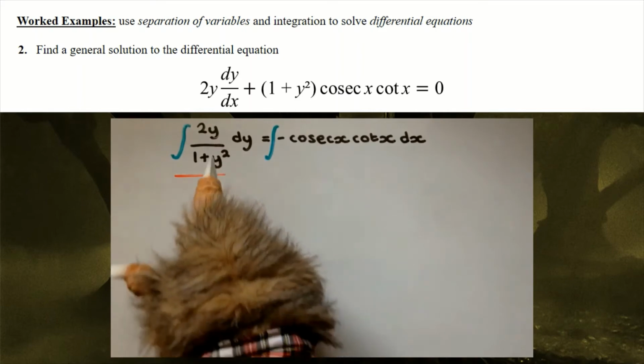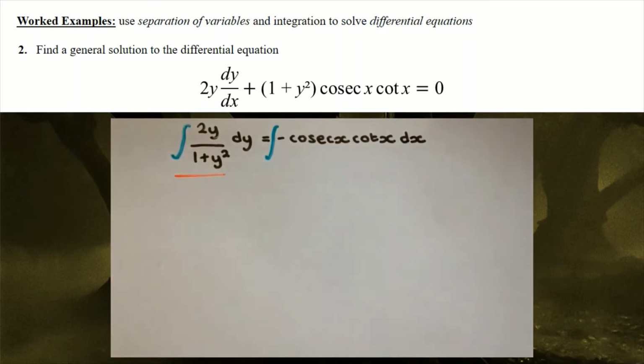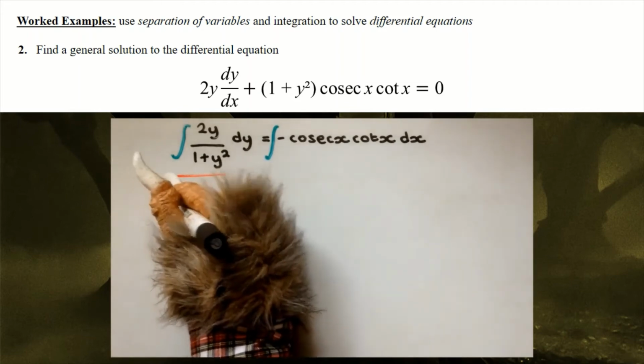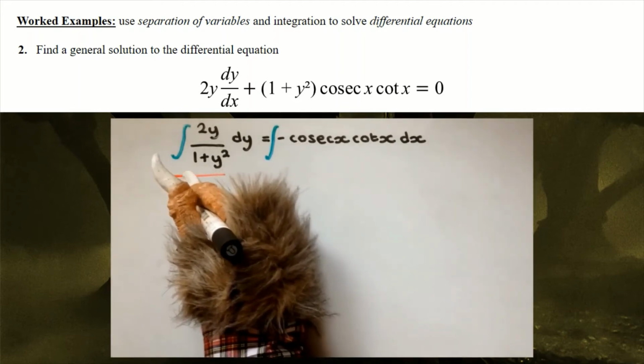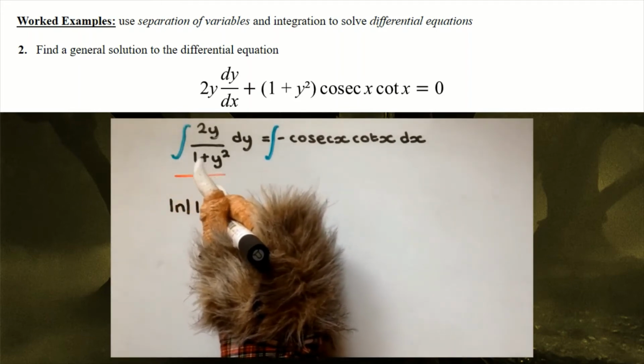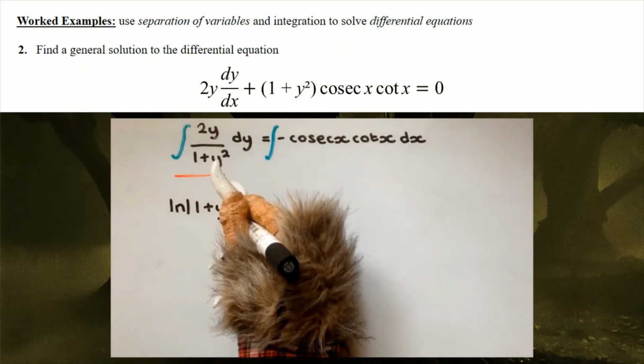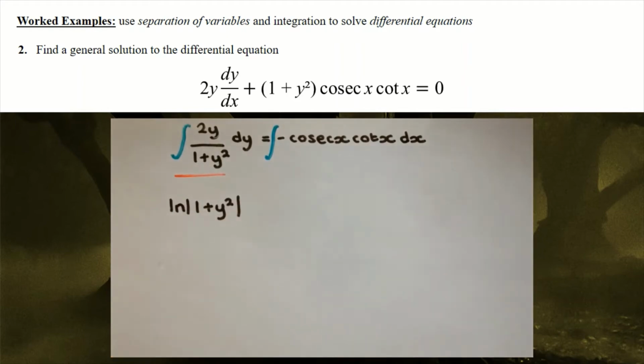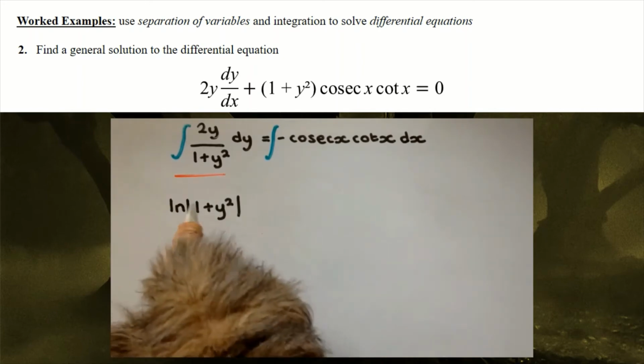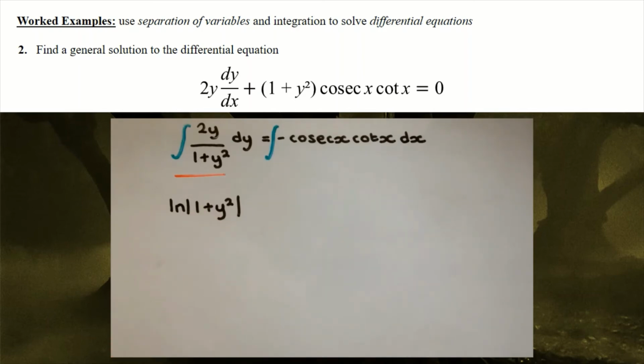Now if you remember, a derivative over a function returns the log of the modulus of the function itself. So I can write the left hand side as follows. We're going to have the natural log of the modulus of 1 plus y squared. Now that's rather nice, isn't it? That's really saved us a lot of hardship. No need to do a lot of work there, no need to use a substitution, just look out for that first of all, and it could save you a lot of time.